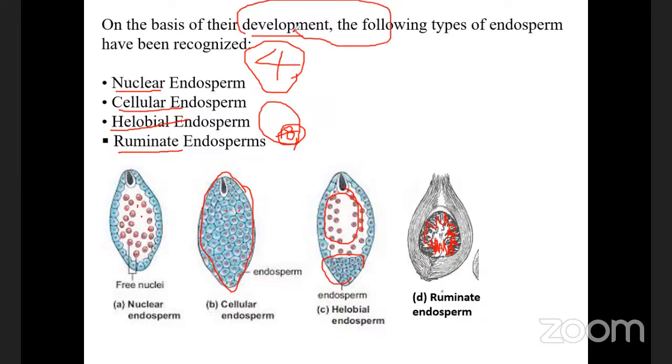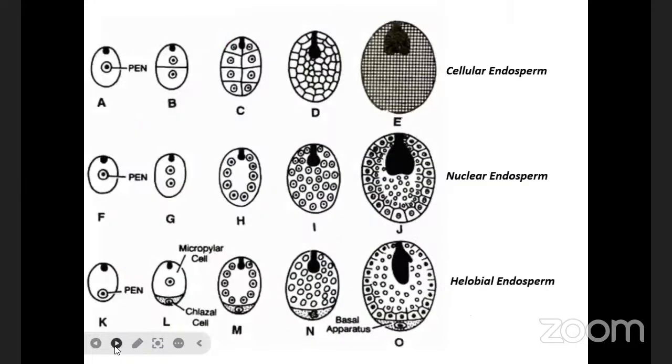And based upon utilization, two types: endospermic and non-endospermic. These are very, very important, and then we will go through each and every one. You see here clearly in the division, whereas in the cellular endosperm, simultaneously, after the nuclear division, cell division also takes place.